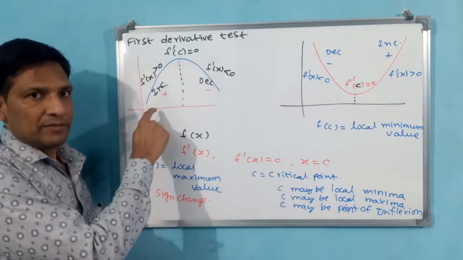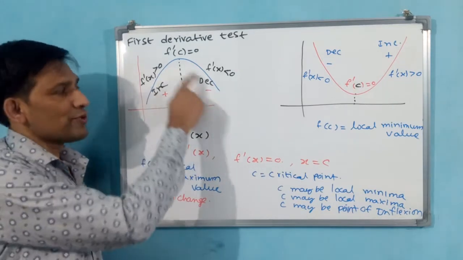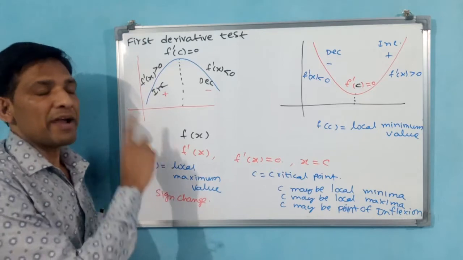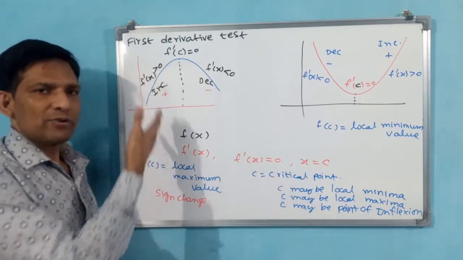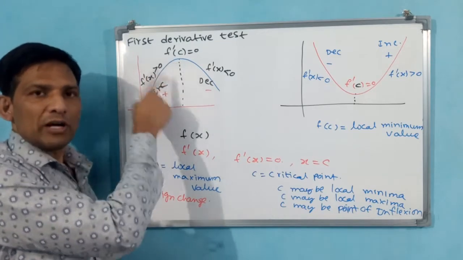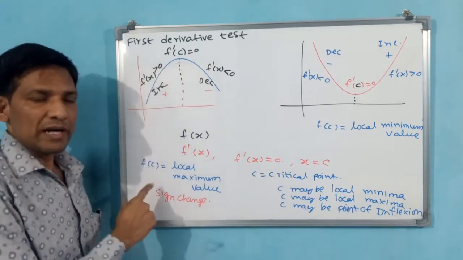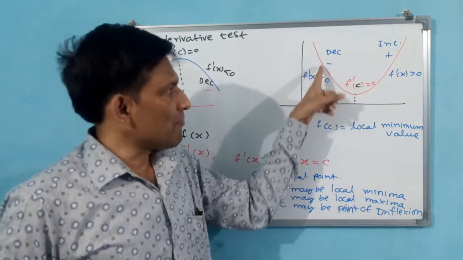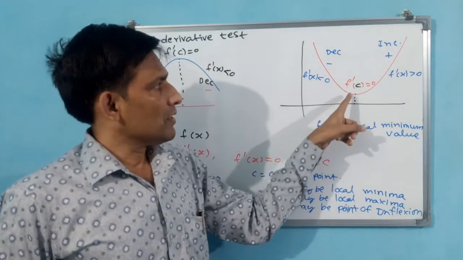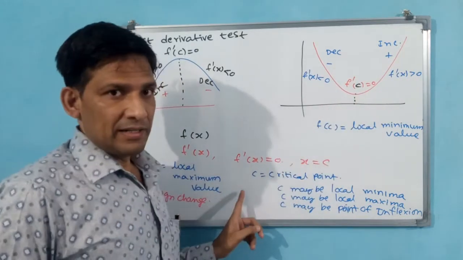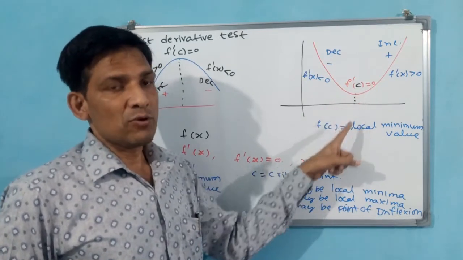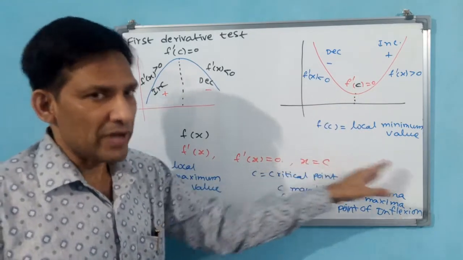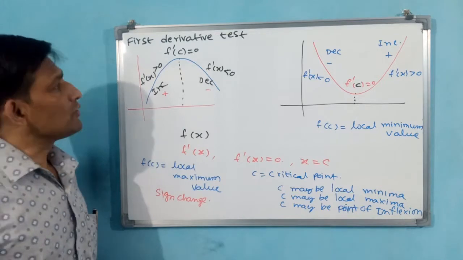If the derivative of the function changes from positive to negative, that point is called a local maxima, and the value at that point is called the local maximum value. If the first derivative sign changes from negative to positive, the critical point is called a local minima, and the value at that point is called the local minimum value. Okay, this is the concept.